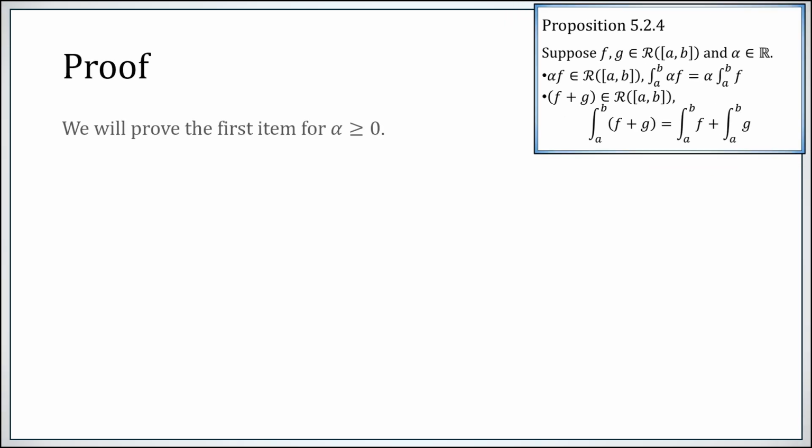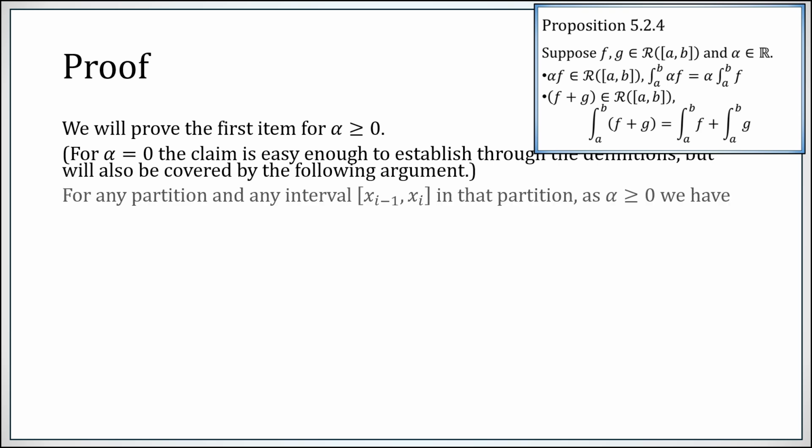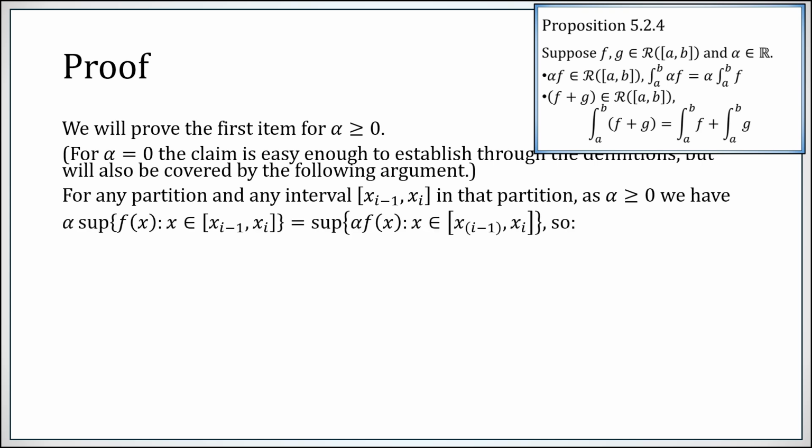Going on to the proof. So first, let's assume alpha is not negative. If alpha equals 0, the proof is very easy to establish merely through definitions, but will also be covered by the following argument. We're just letting alpha be non-negative, so we don't have to flip inequalities when we multiply by it. Now, for any partition of the interval from a to b, and any little sub-piece of that partition, x_{i-1} to x_i, as alpha is not negative, alpha times the supremum of f is simply the supremum of alpha times f.